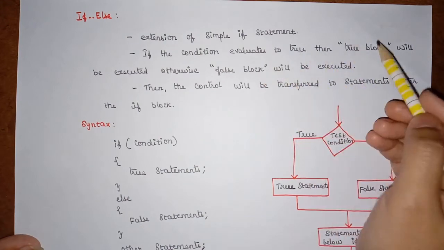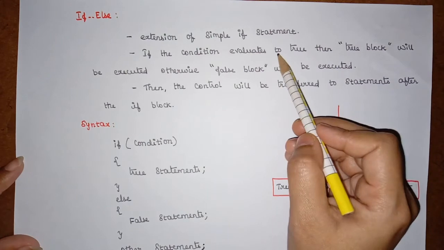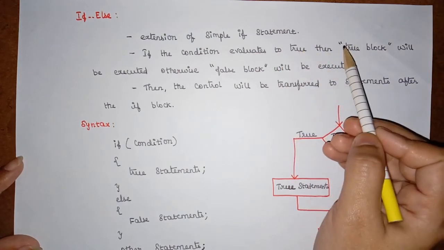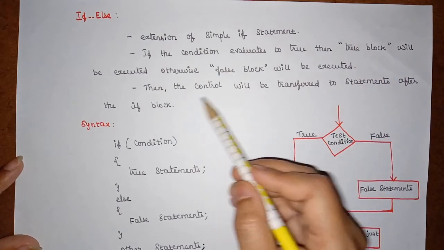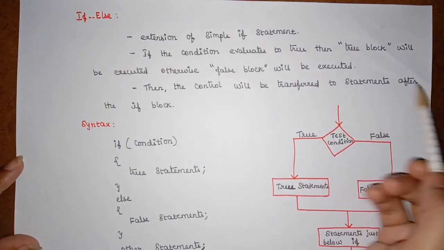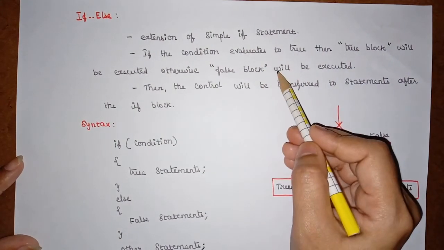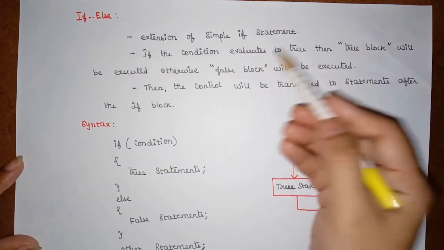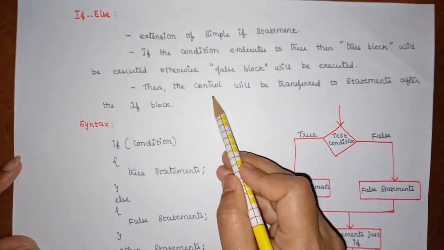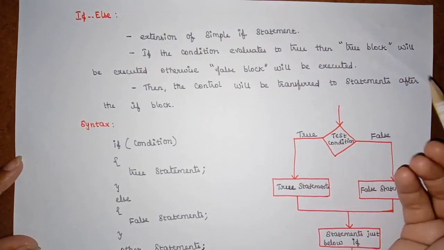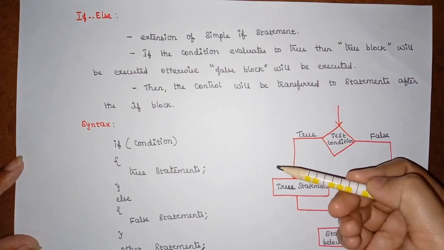But here we have two blocks. One is for true and the second one is for false. If it evaluates to true, then the true block will be executed. Otherwise, the false block will be executed. Once the true block or the false block is executed, irrespective of the result, true or false, finally the control will be transferred to the statements after the if block, or we can say the statements present outside the if block.